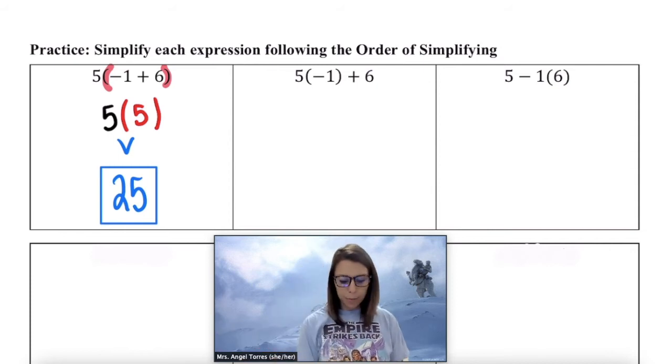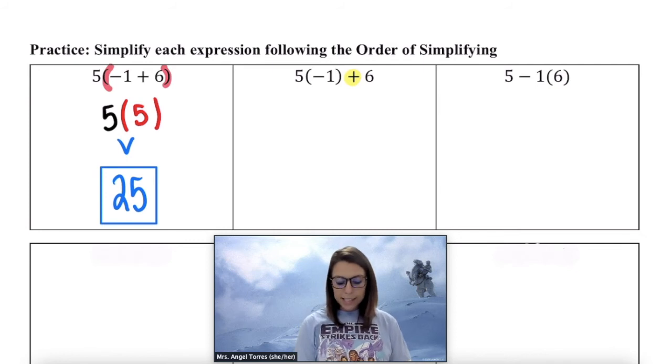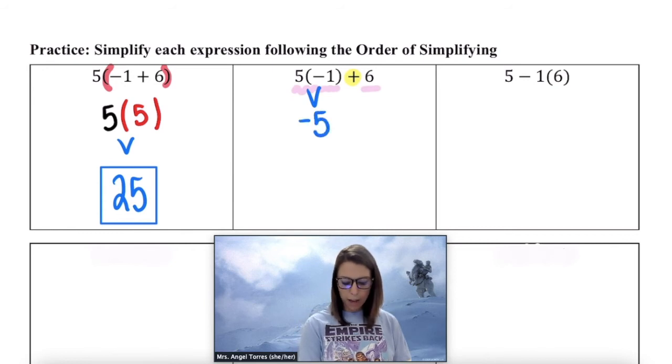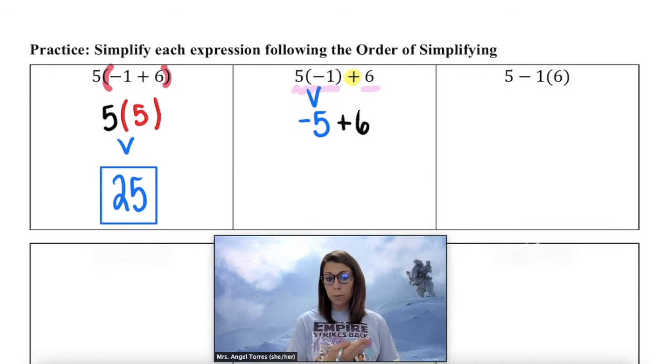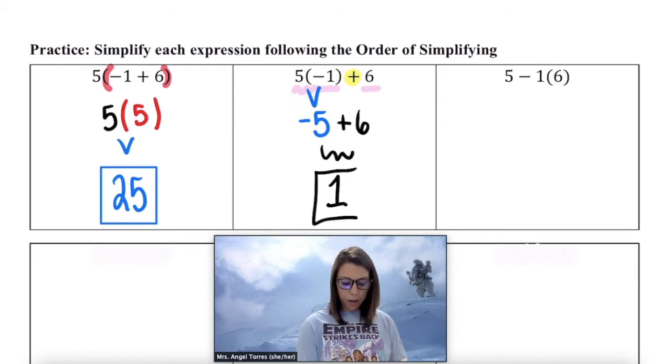Take a look at example number 2 here. Aha! This time I do see an addition sign outside of parentheses, which means that it's separating two terms from one another. So we're going to multiply 5 times -1, which is -5, and bring down the rest of our expression. Now that both are simplified integers, we can just do this math and simplify this sum. -5 plus 6 is +1, and you might need a number line for that math if you weren't sure.